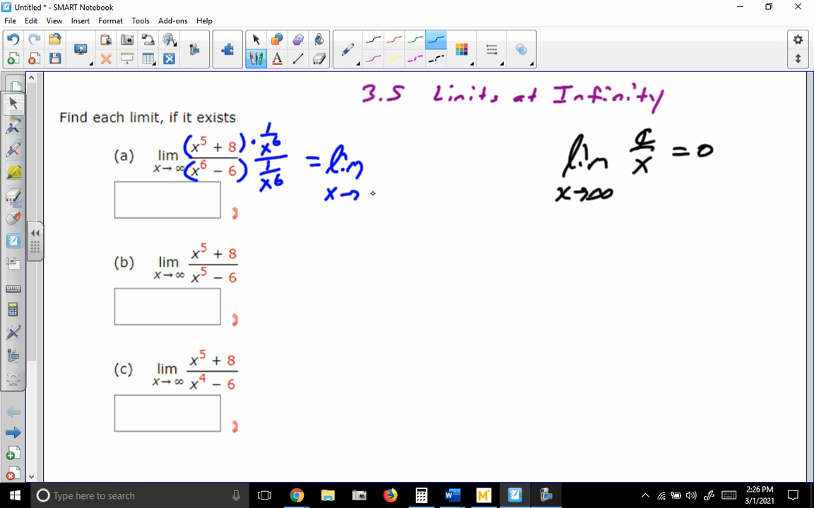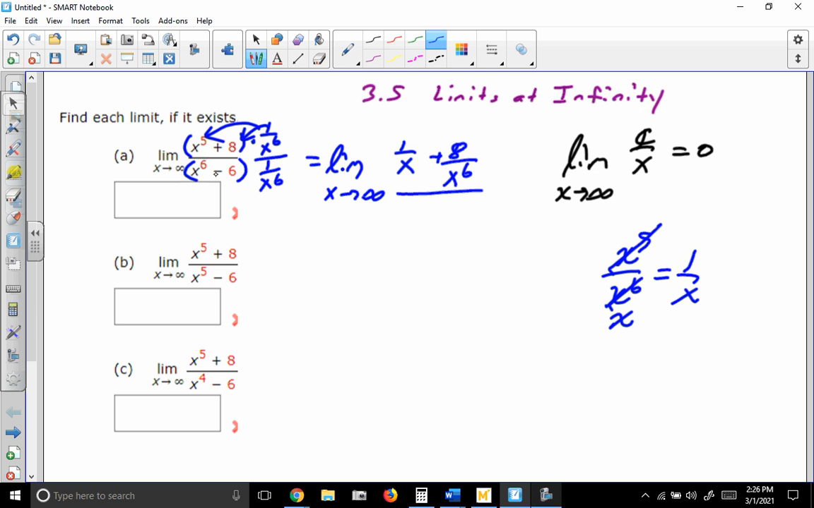When we do that, we haven't taken the limit yet. We're just doing some algebra. When we distribute the 1 over x to the 6th, we would have x to the 5th over x to the 6th. When we reduce that, 5 of those x's cancel out, and that'll leave an x on the bottom. Then 8 times 1 over x to the 6th. On the bottom, we would have x to the 6th over x to the 6th, which is 1. And then 6 times 1 over x to the 6th gives us 6 over x to the 6th.